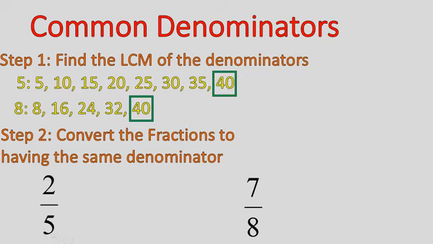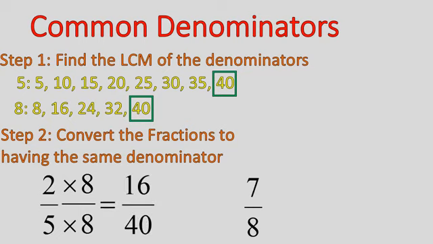So what we're going to do when you convert a fraction is that you multiply the top and bottom times the same number. That's where the number comes from. 5 times 8 gives me 40. So now I've converted the fraction to having the denominator of 40, and you also have to remember to multiply the numerator 2 times 8 to get 16.